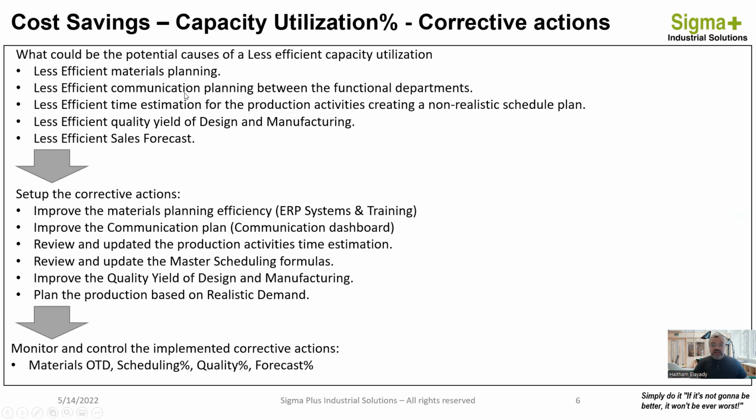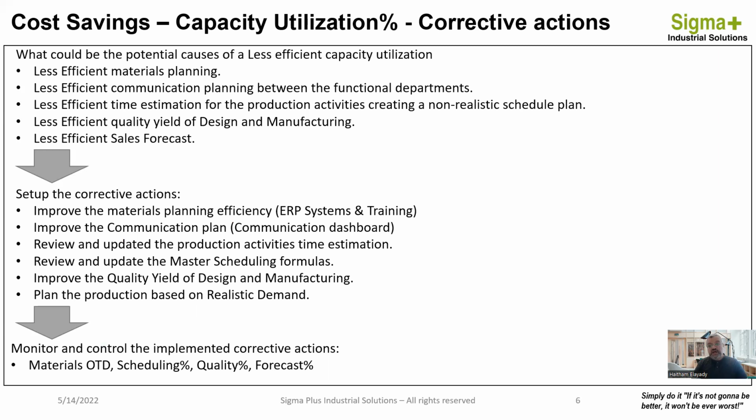Or maybe we might have less efficient communication planning between the stakeholders and the functional departments. Certain information could be very critical and important for the manufacturing or for the production, like, for example, delay in receiving manufacturing drawings or wrong information. Those kinds of causes could also affect the time of the production.